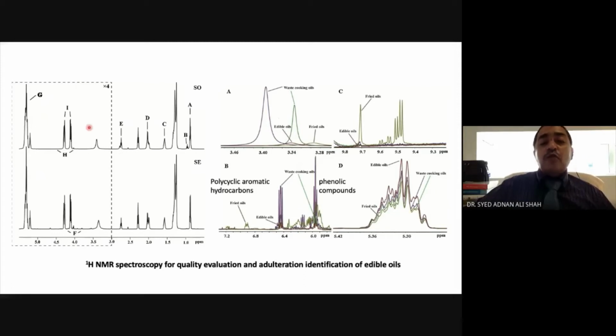So through this instrument, you can easily compare the metabolites and the unwanted substances formed as a result of frying the oil, reusing the same oil, or using waste cooking oil as compared to the edible oil. This is a fast technique through which you can analyze your samples and see what metabolites are produced as a result of the different actions on the samples. For example, in this case we have seen that the fried oil contains more phenolic compounds as compared to polycyclic hydrocarbons in the case of the fried oils.